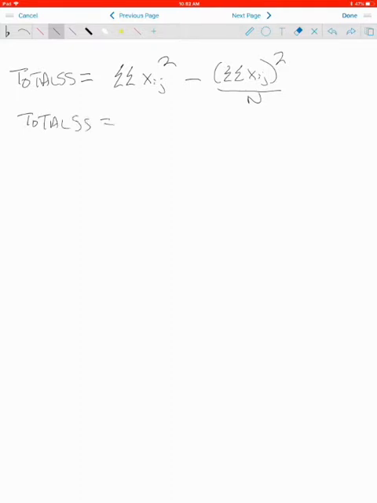So the total sum of squares equals 194,576 minus 2682 squared over 37. And so that ended up equaling 167.25.